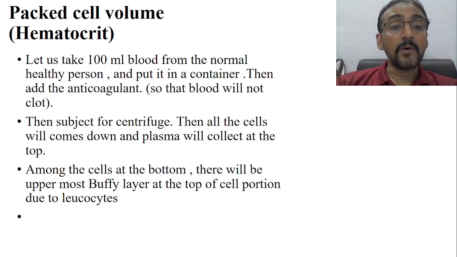Now, among the cells collected in the bottom, we are taking blood, no? Blood also contains neutrophils, lymphocytes, many other proteins, and eosinophils, etc. Now the portion collected in the bottom, the mass, the upper layer of it is called the buffy layer.